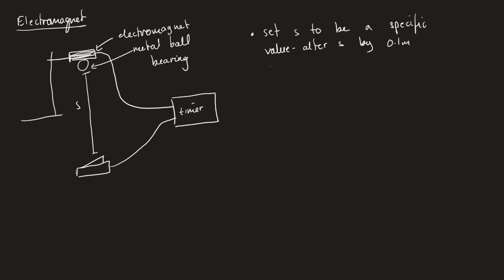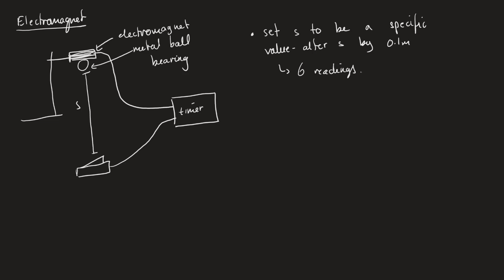But obviously it depends on what equipment you have, so you want to set s to be a specific value and then alter s by 0.1, and you want to get 6 readings. That's always the case with these: you need to have at least 6 readings in order to get a more accurate line of best fit.